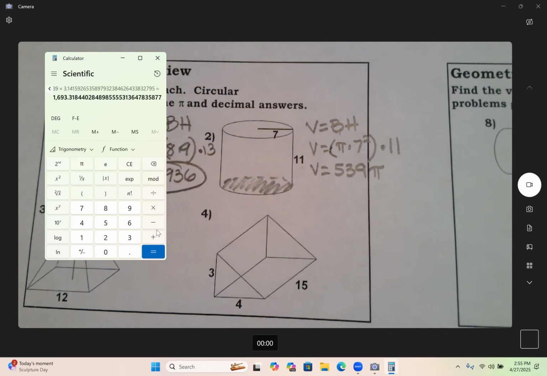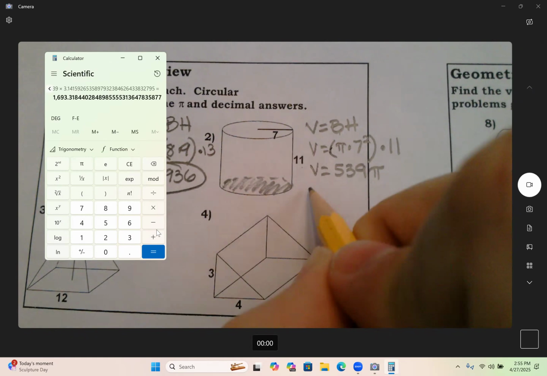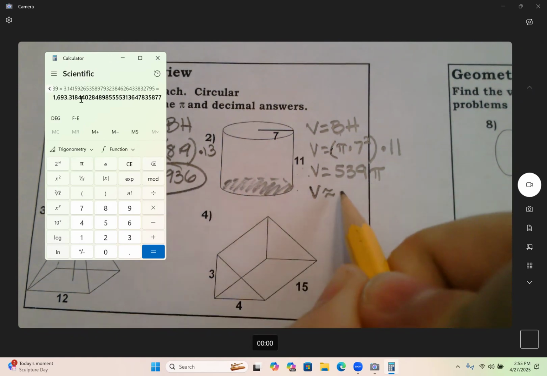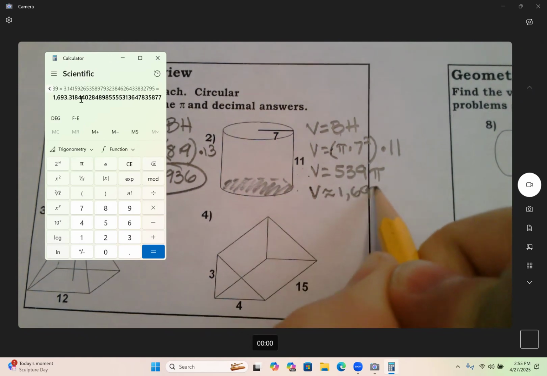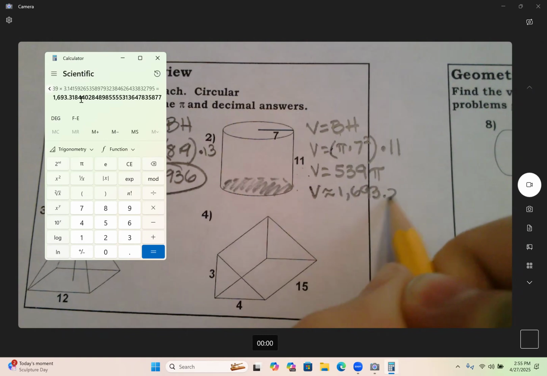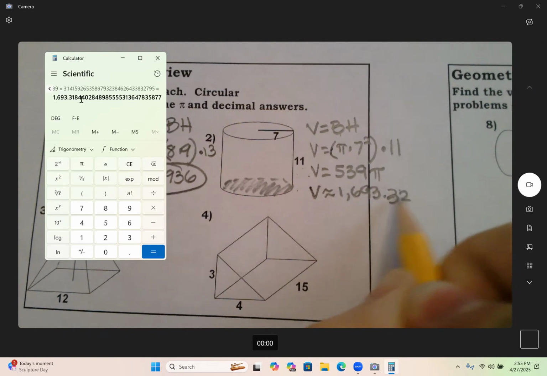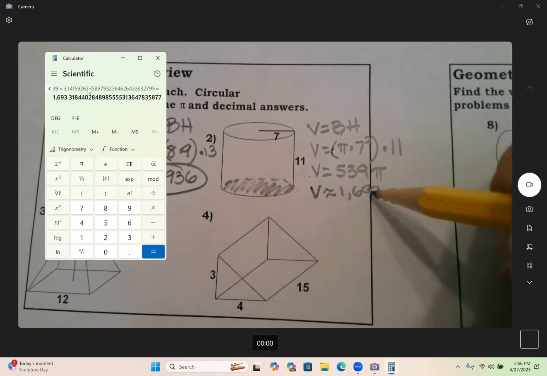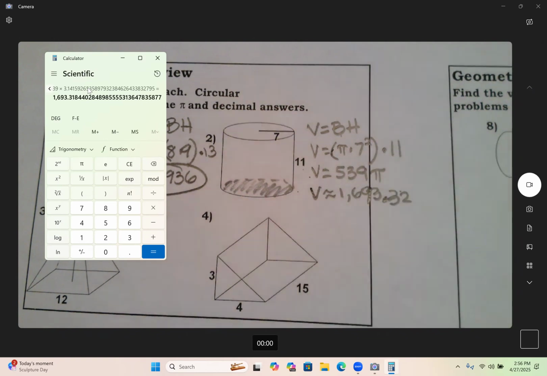And so it didn't say how to round it, so we're going to round it to the nearest hundredth. So looking at this, we have 1693.318. Since that 8 is 5 or more, we're going to make it 32. So 1693.32 is the decimal answer to this volume problem. This is a 9, just in case you can't see.